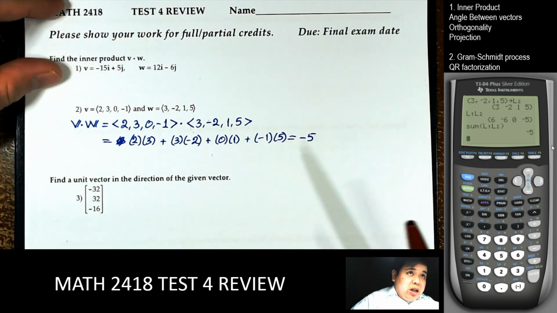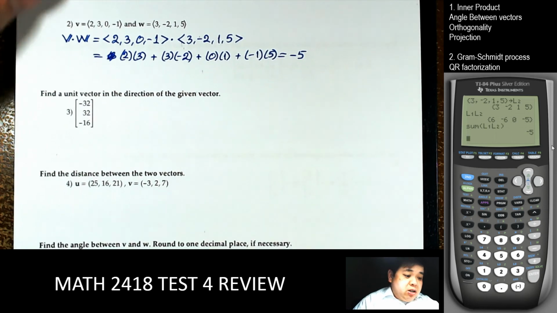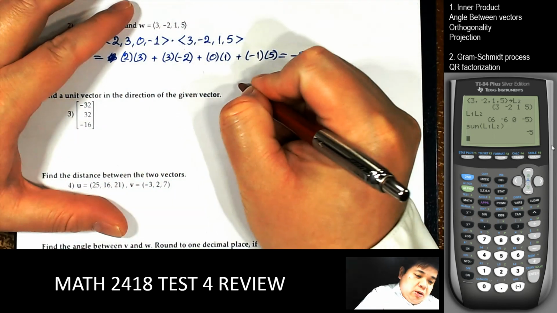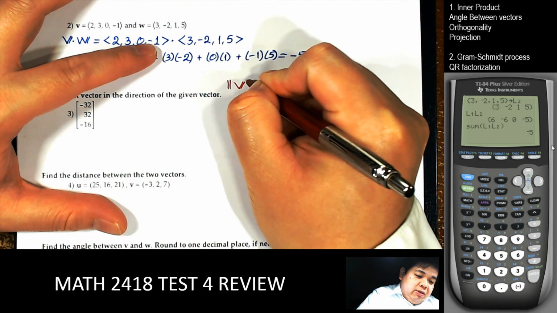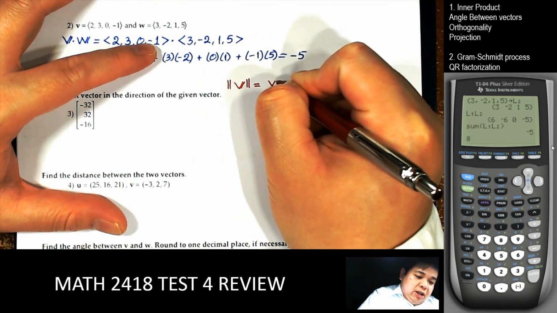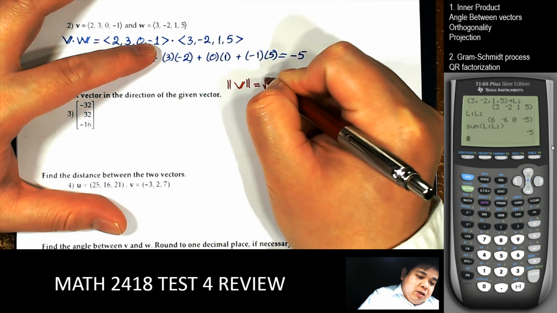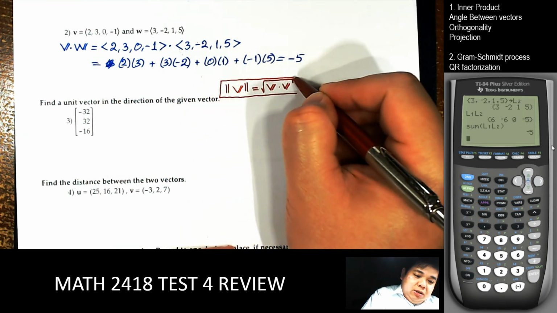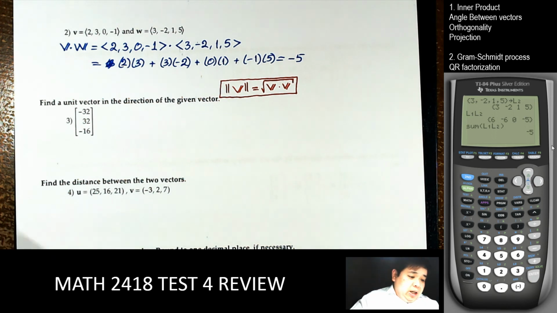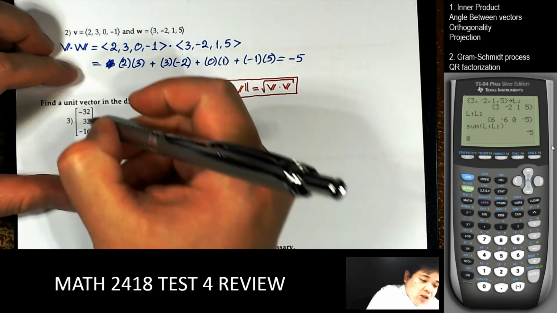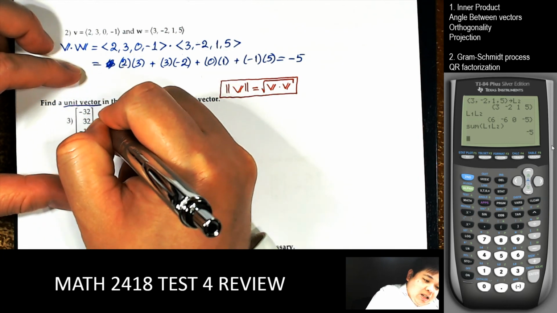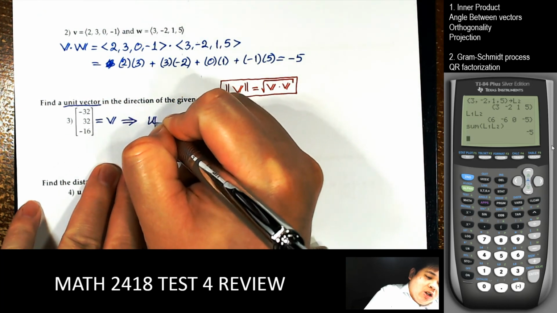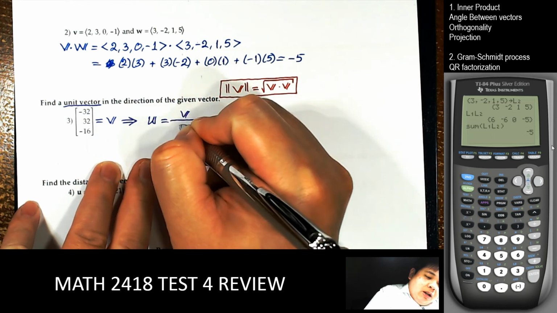The reason the inner product is important is because the magnitude is based on the dot product. So the magnitude of the vector v is the dot product of v with itself, and then take the square root. Right. So that is the magnitude, the length. Next we have the unit vector in the direction of a given vector. So let's say this is a vector v, then the unit vector in the direction of v is given by v divided by the magnitude of v.